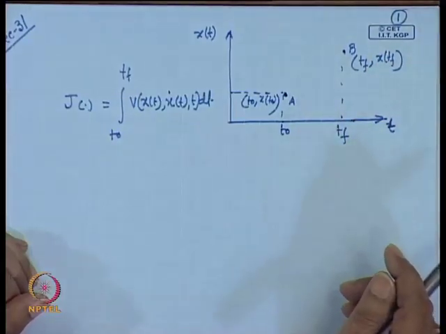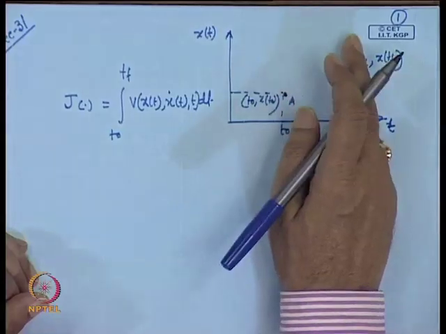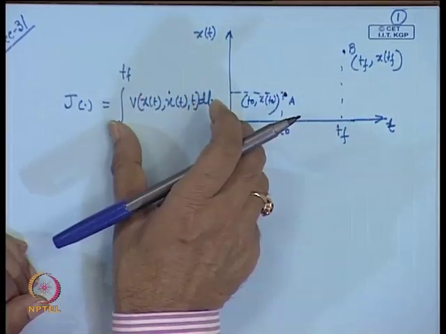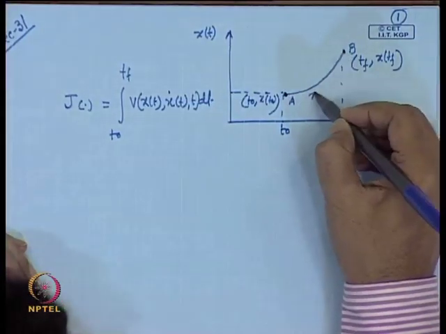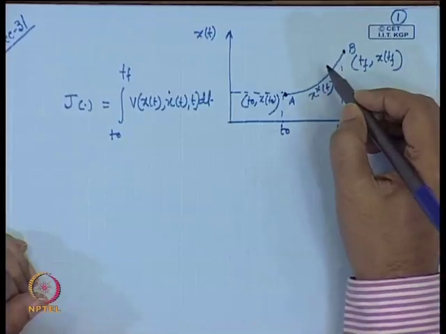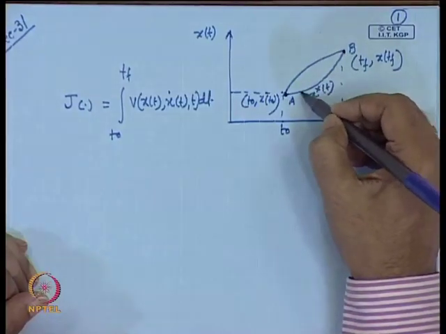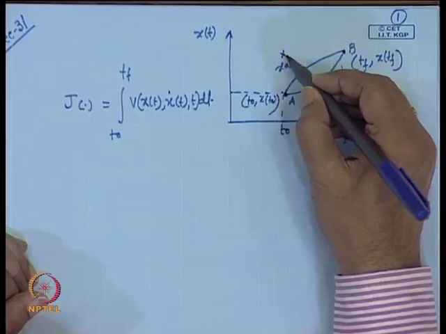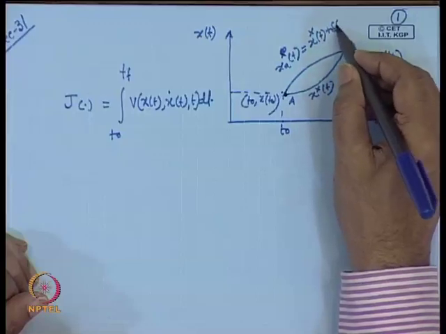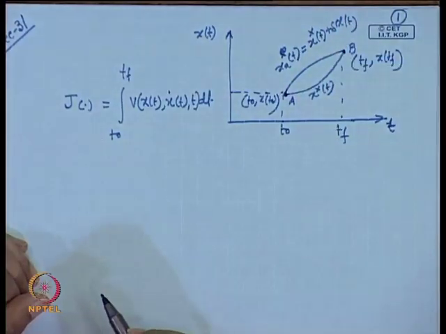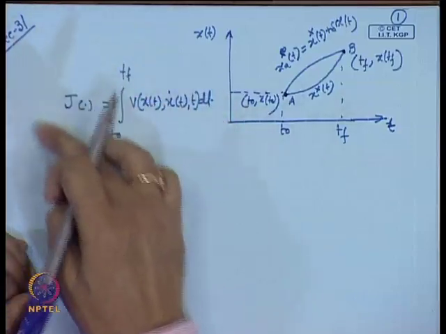Our problem is to find a trajectory between the two fixed points A and B in such a way that the functional is optimized, either maximized or minimized. Let us call this our optimal trajectory x star of t, and near this optimal trajectory there is another neighboring trajectory, x a equal to x star of t plus delta x of t. So, our problem is to find the optimal trajectory x star such that this functional is minimized.